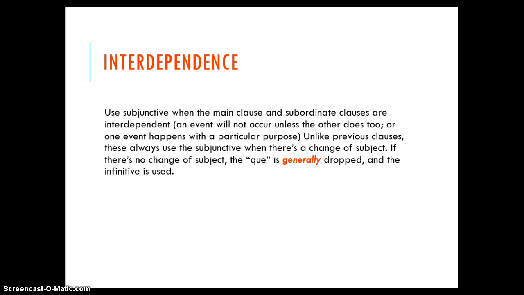Okay. So let's talk about interdependence. We're going to use the subjunctive when the main clause and the subordinate clause are interdependent, whereas like one event will not happen unless the other one does too. There's always going to be subjunctive in this case because we're not certain if the second action is going to happen or not. If there's no change in subject, however, we're going to drop the que and just use the infinitive.